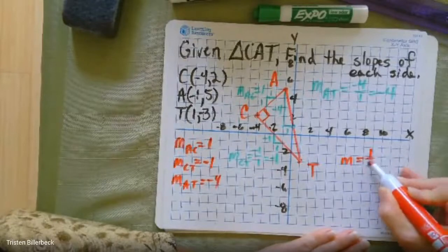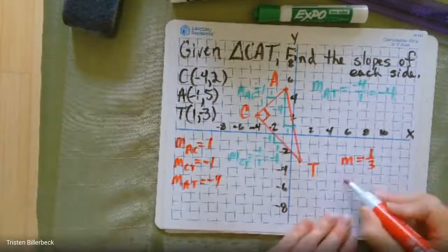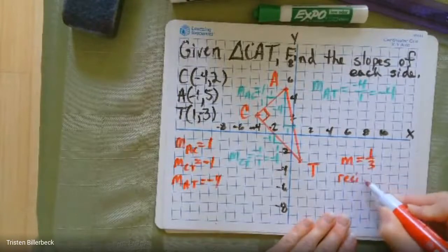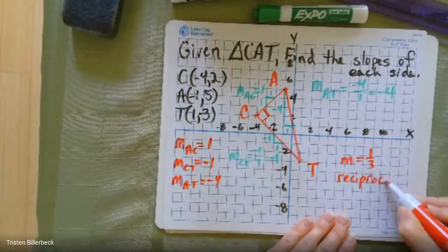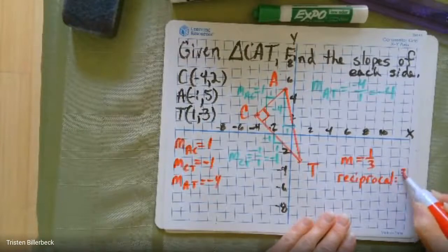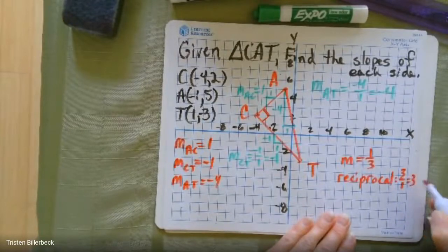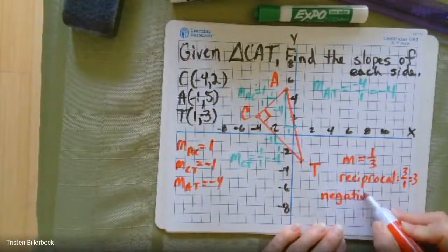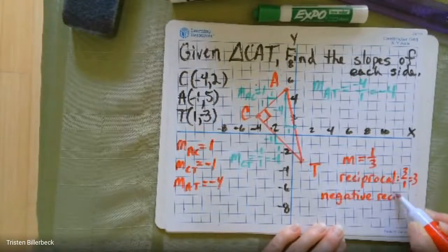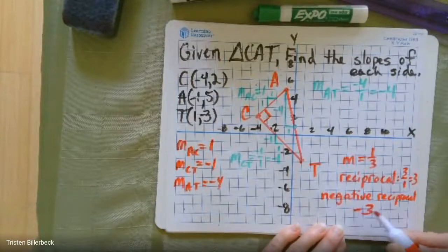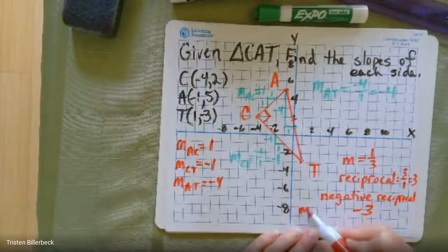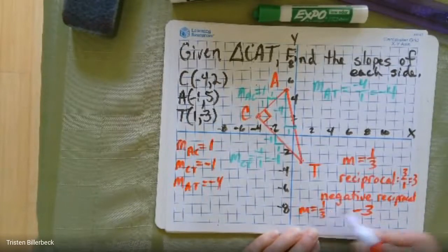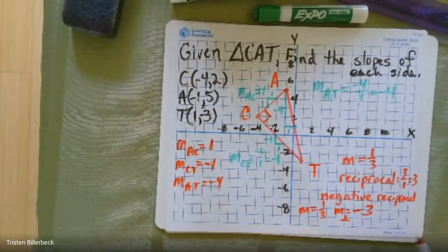So if I have 1/3, the reciprocal of 1/3 is 3 over 1, or 3. The negative reciprocal is -3. So if I had a slope of 1/3, the perpendicular slope is -3.